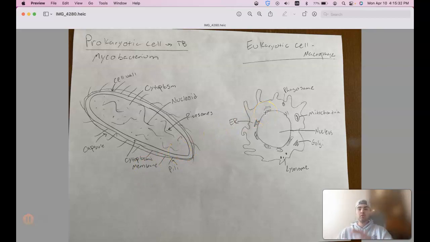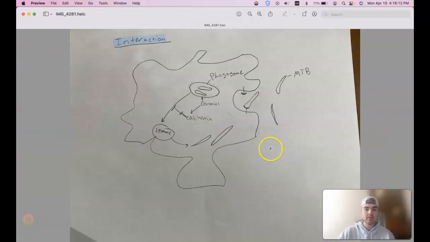Now, if you transform over to what a macrophage looks like, it's an oblong shape. It doesn't have really a definite structure, but it has all of the components of a cell. You have your nucleus, you have your Golgi apparatus, you have your lysosome, you have your endoplasmic reticulum, you have your phagosome, which is going to be very, very important for this interaction. And you also have your mitochondria, which is the powerhouse of that macrophage. And so the interactions we're going to be looking for here are more specifically with the phagosome and the lysosome. All right, so let's look at this interaction.